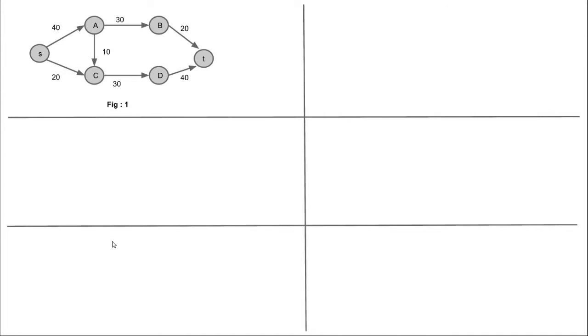Figure 1 shows a graph from which we need to find the max flow. The first step in the algorithm is finding an augmenting path. We can see an augmenting path along S to A to B, and B to T. Now we need to pass the maximum possible flow along that path. For S to A to B, B to T, the maximum possible flow is 20. So we need to create a residual graph for this flow.